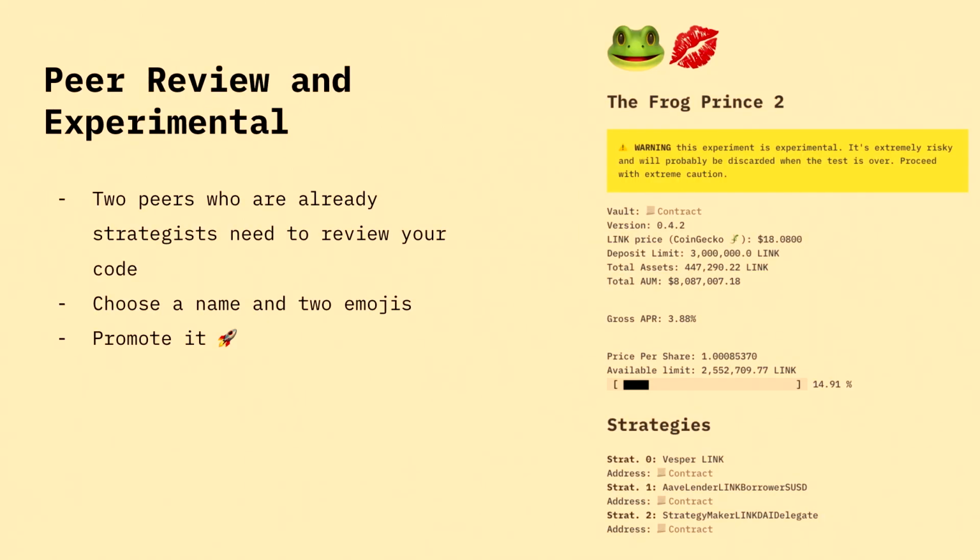Well, this is almost the last step. Two peers, two strategists, have to review your strategy. Then you have to choose a name. This is the fun part. Choose a name, two emojis, and it goes to experimental. This is a real vote that was experimental some time ago. This is the part where we test in prod, but we have a deposit limit, just in case.